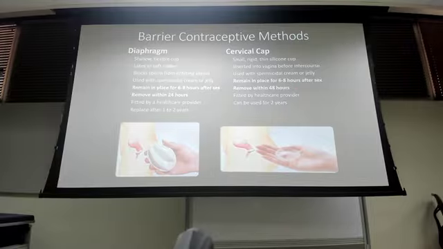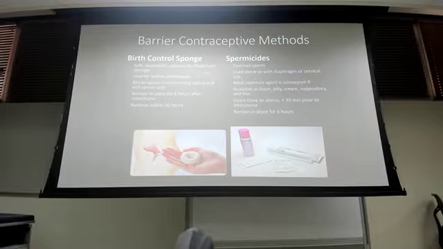Do you think either of these protect against STDs? No. Okay? So the only thing that we have for that is going to be our condom. This is not doing that. Okay? This is just helping protect them against getting pregnant.